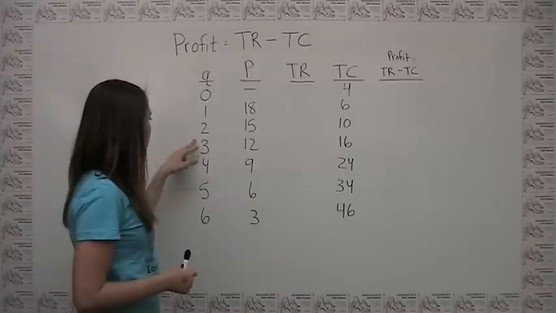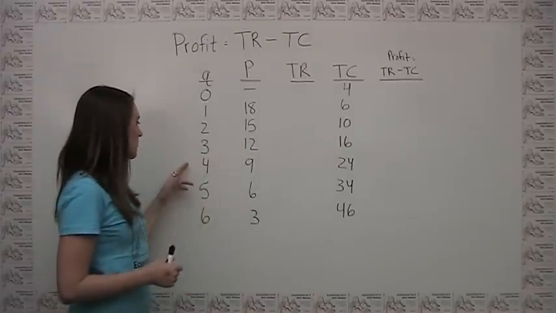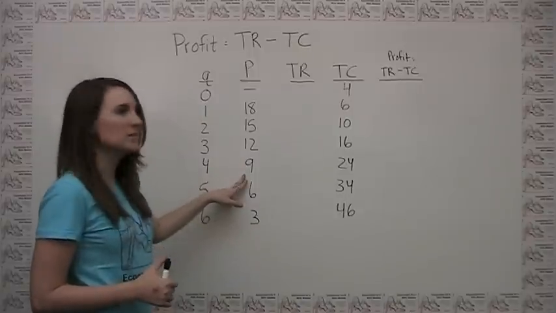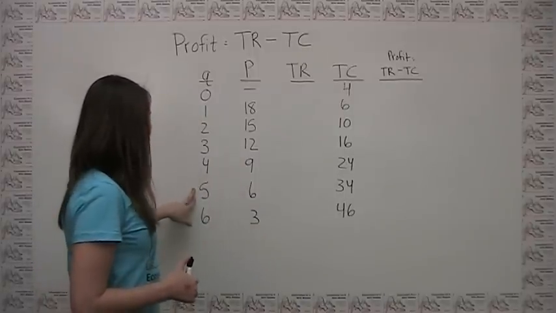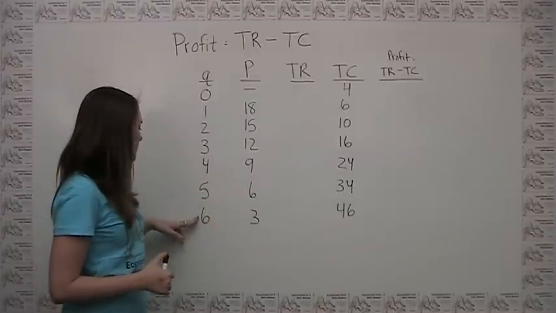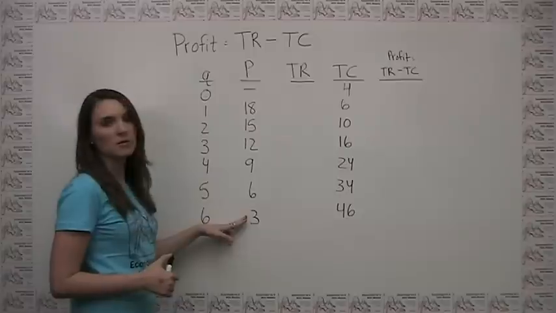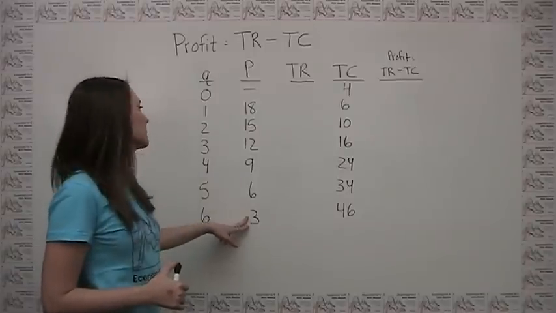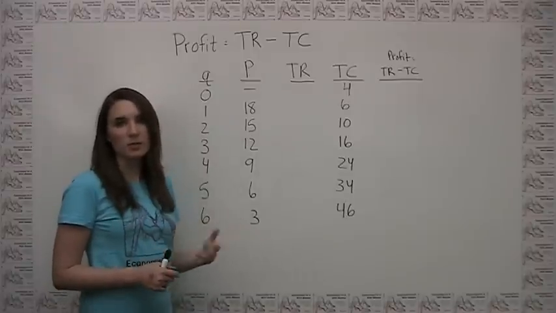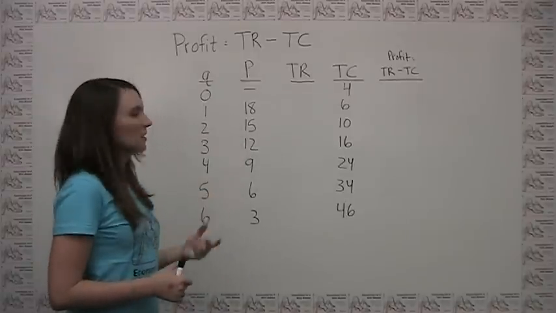If it wants to sell 3 units, it has to lower its price to $12. If it wants to sell 4 units, it has to lower its price to $9. If it wants to sell 5 units, it has to lower its price to $6. And if it wants to sell 6 units, it has to lower its price to $3. This is just consistent with the concept of a downward sloping demand curve that we're assuming that this firm here faces.